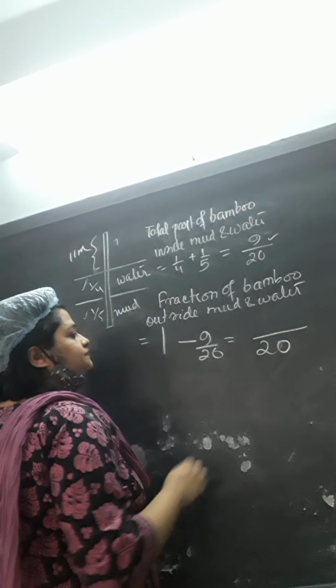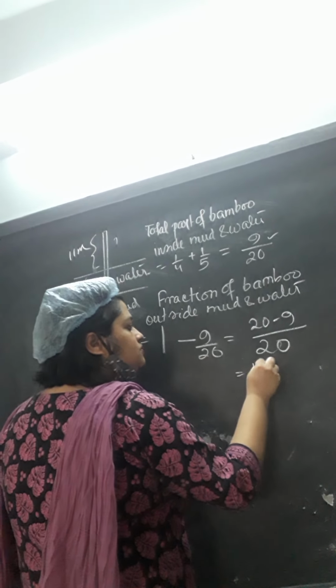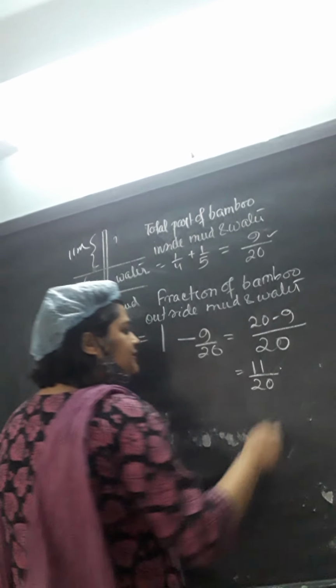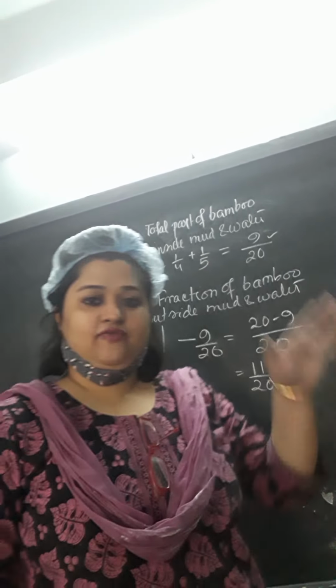To find out, equal to 11 by 20. That means 11 portions out of 20. If I divide the stick into 20 equal parts like this, 11 portions are outside the mud and water. So the fraction of stick which is lying outside, you know on one side, and you also know the original measurement of stick which is lying outside.